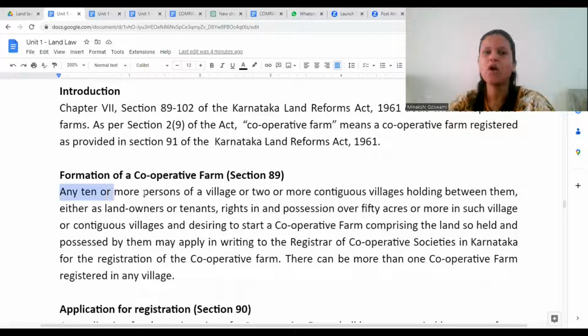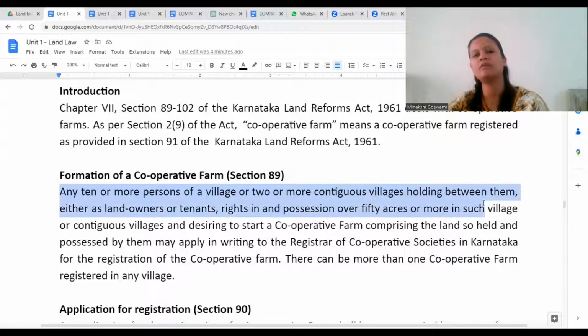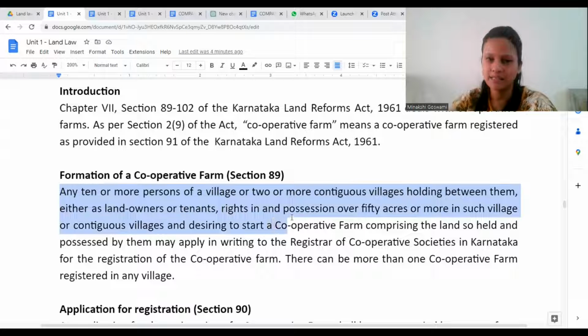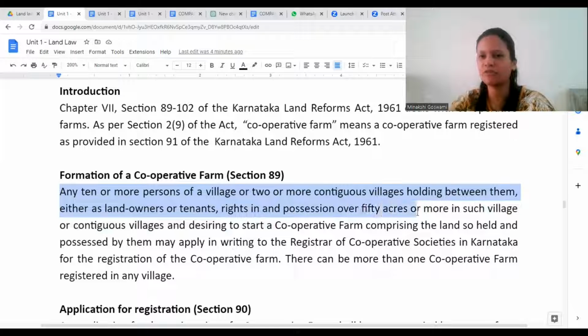So any 10 or more persons of a village or 2 or more contiguous villages holding between them either as landowners or tenants rights in and possession over 50 acres or more in such village or contiguous villages and desiring to start a cooperative farm comprising the land so held and passed by them may apply in writing to Registrar of Cooperative Societies in Karnataka for registration of the cooperative farm.